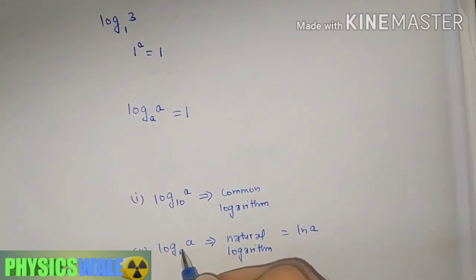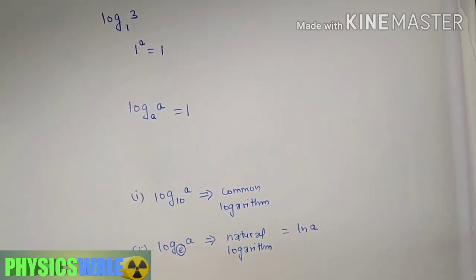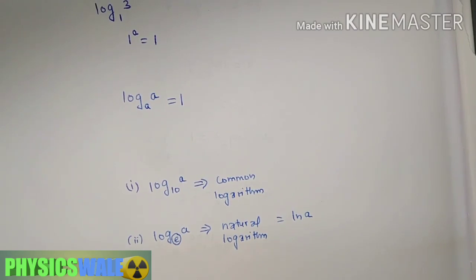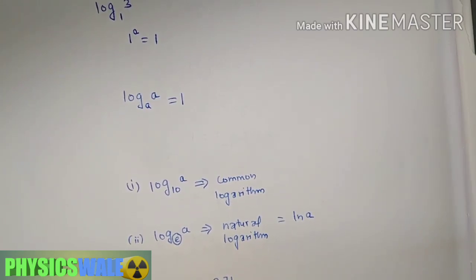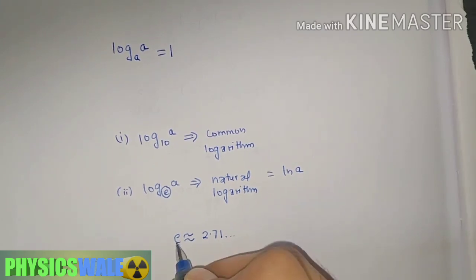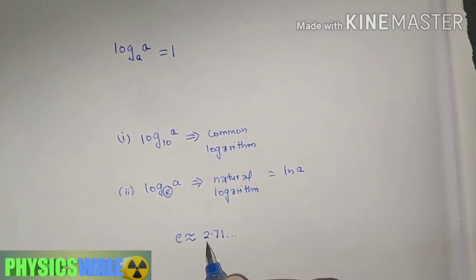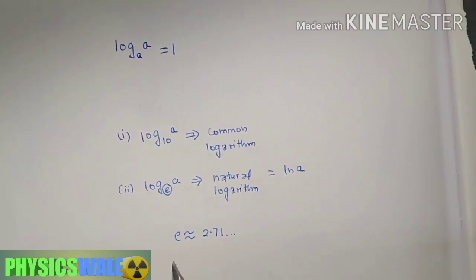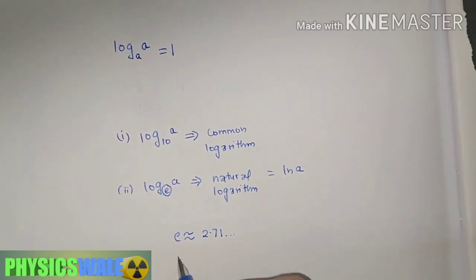Now what is this e? This e is an irrational number whose value is almost equal to 2.71. Approximately it is 2.71. e is an irrational number just like pi. Pi we know that it is equal to 3.14 and so on. It is an irrational number, it does not end. e is a similar number whose value is almost equal to 2.71. It is known as Euler's number.